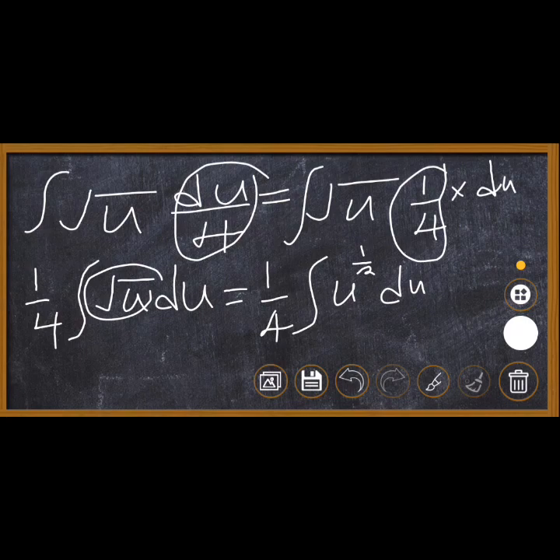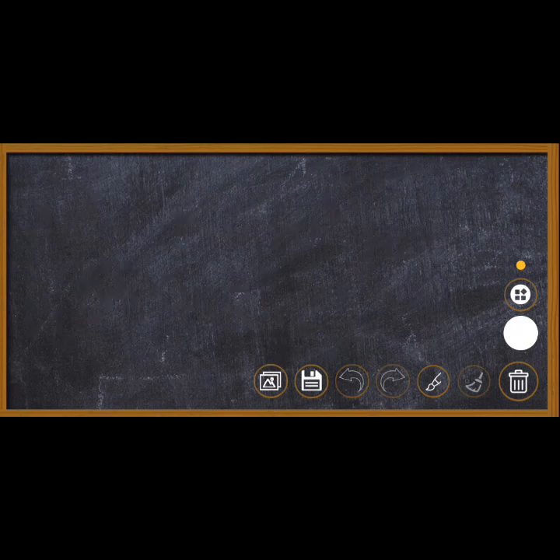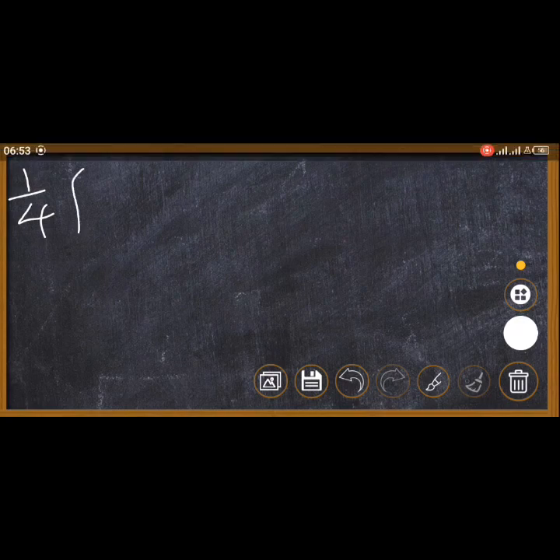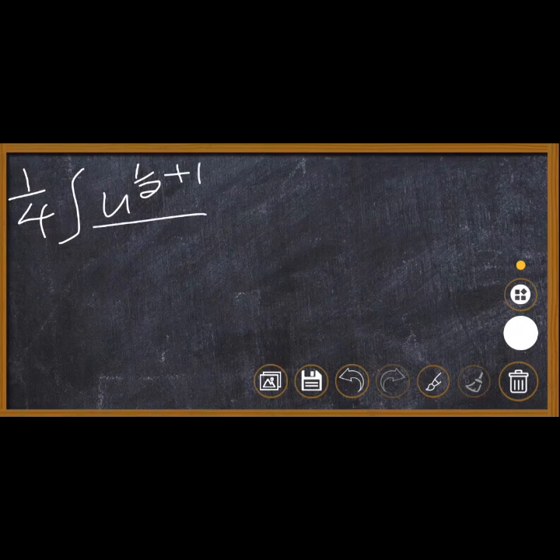So this will be our expression. According to the integration power rule, we have to add 1 to the power and then divide by the same power. So let's do that. We have 1 over 4, u power 1 over 2, so we add 1 to the power and divide by the same, 1 over 2 plus 1, then du.